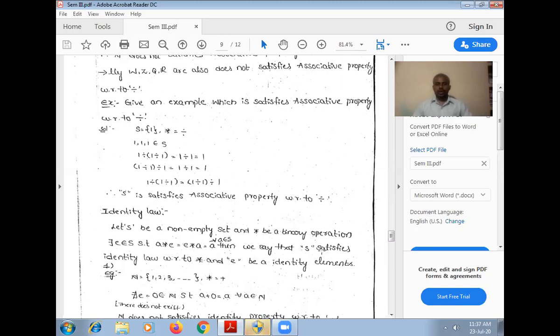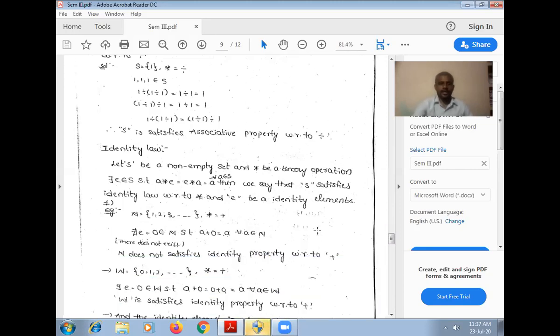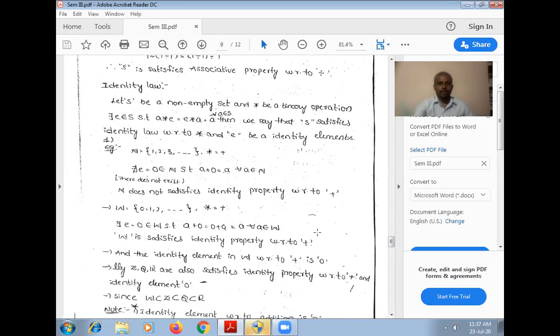So after the associative law, we go to another property or definition of law. So another property is the identity law. It is the most important property, identity law or identity property. Let us take S to be a non-empty set and star to be a binary operation.